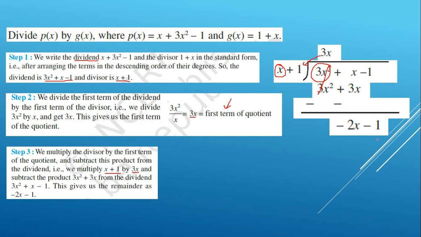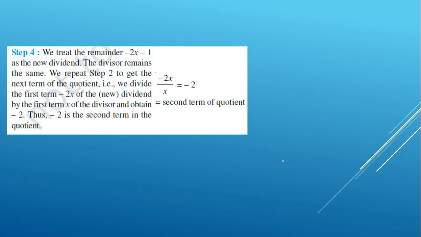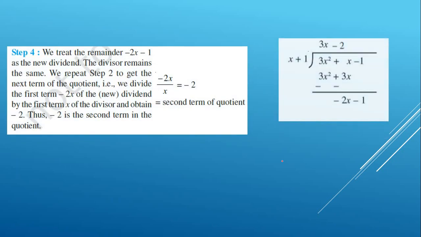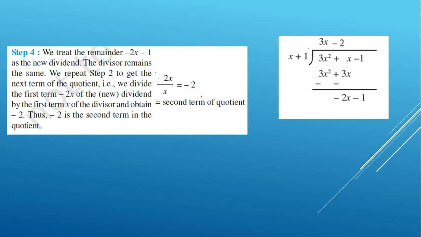Next, the remainder term we have got is -2x - 1. We will proceed with the division in a similar way. When I divide -2x by x, I will get -2. In this way, the second part of the quotient polynomial we get is -2. So the quotient polynomial becomes 3x - 2.